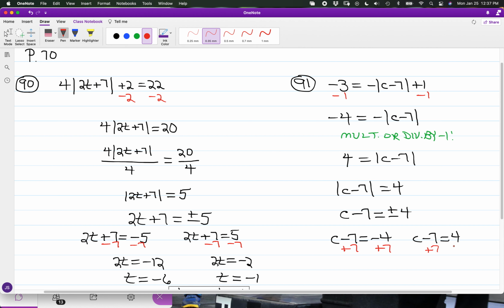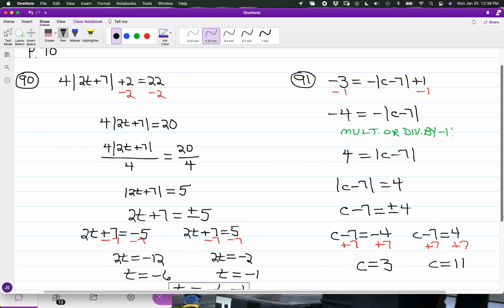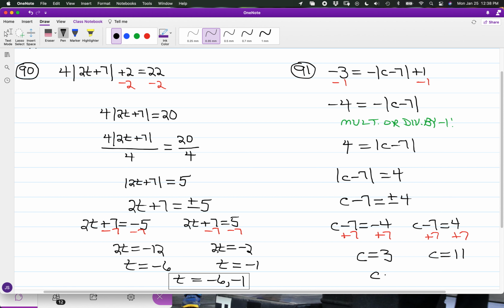And having solved both equations in one step, we arrive at our respective solutions for c. For c minus 7 equal to negative 4, we have c is equal to 3, and for c minus 7 equal to 4, we have that c is equal to 11. So we have two solutions for c, with 3 and 11. All right.